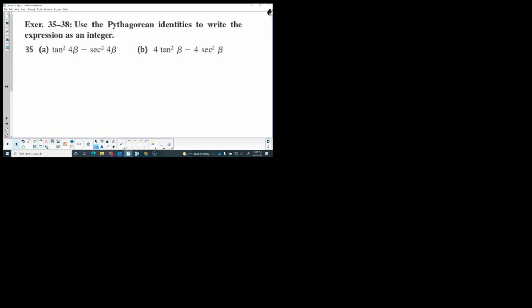All right, the first one here, we're going to be using the Pythagorean identities to rewrite this expression. The first one says tangent squared of 4 beta minus secant squared of 4 beta. Now don't get confused by the 4 beta. That's simply the same on both trig functions, so think of it as just a variable. But what we can do is look at our trig identity, and so let's just switch the order of these 2 terms around. Let's write it as negative secant squared of 4 beta plus the tangent squared of 4 beta.